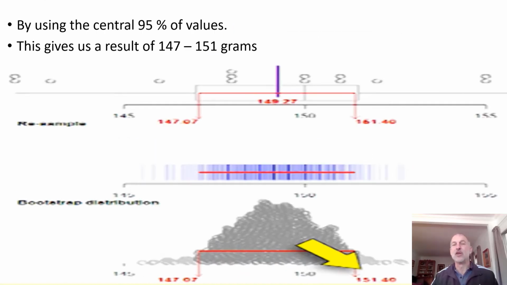I told you we use it to determine a bootstrap confidence interval by using the central 95% of the values. And this gives us a result of 147 to 151 grams in this slide that you can see over here. Very, very well presented. It's worth pausing it and just looking at Dr. Nick's presentation on this specific slide.